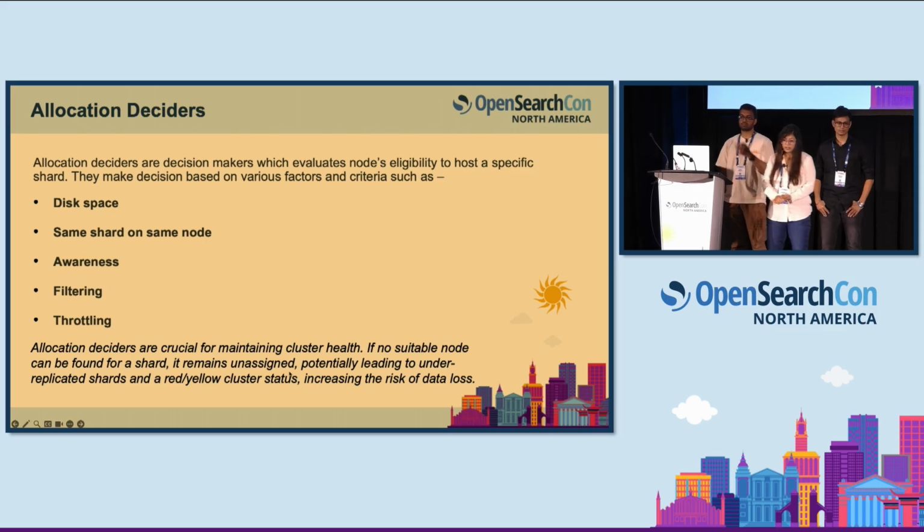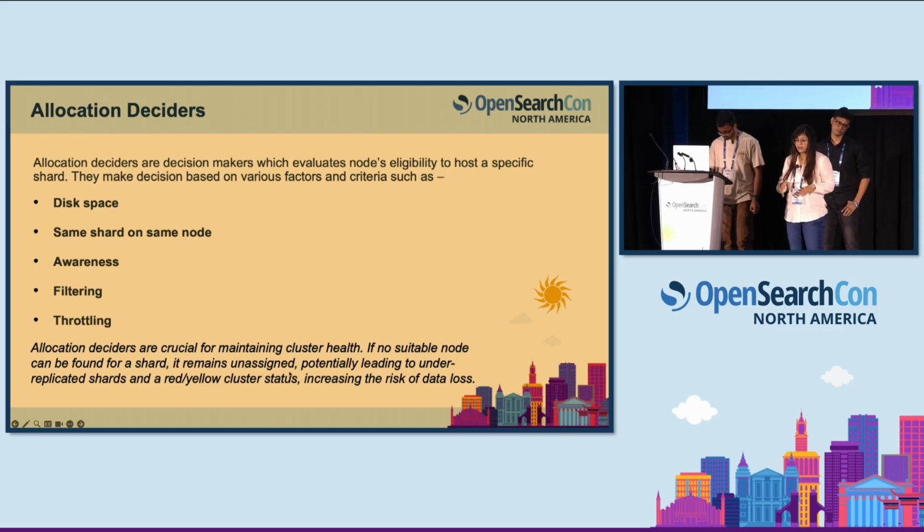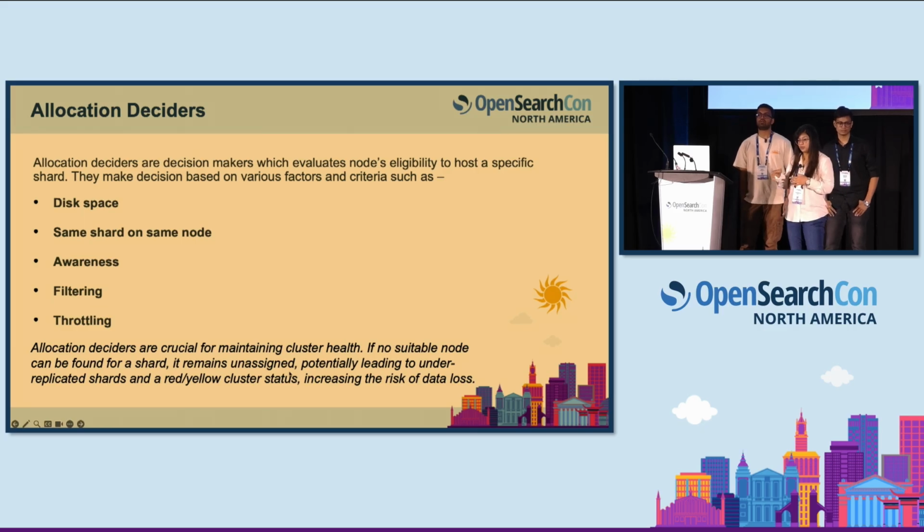Yeah, so deciders, we discussed this because deciders are kind of crucial for maintaining the cluster health, because if all the deciders say no to all the nodes for a shard, then that shard actually doesn't get allocated and the cluster goes into a red or yellow state.